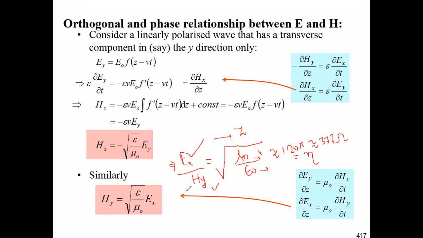In any other medium, this will go to mu naught mu r, and this will go to epsilon naught epsilon r. In that case, impedance will increase. If impedance increases, then velocity will decrease. Impedance means this is the resistance. This is the resistance offered to the speed of wave.